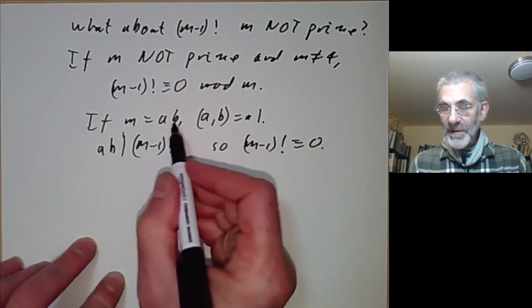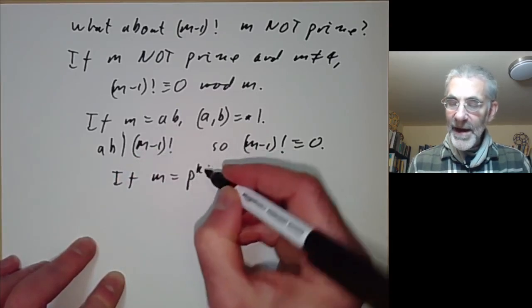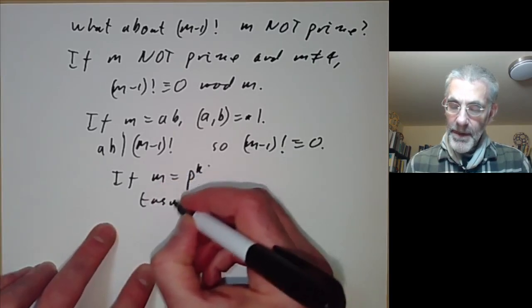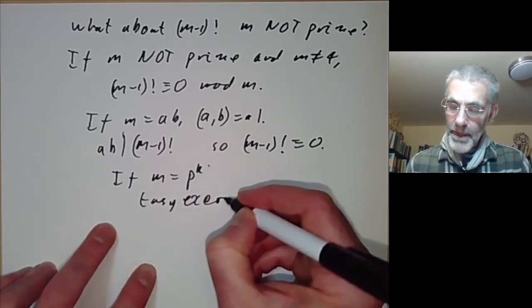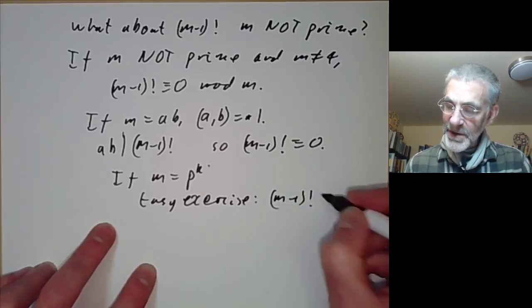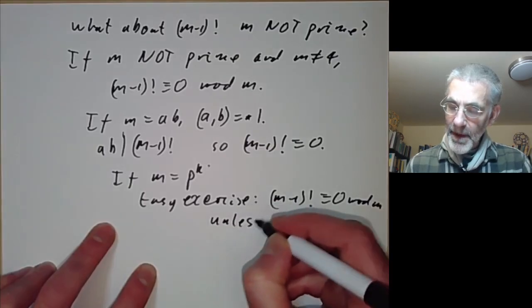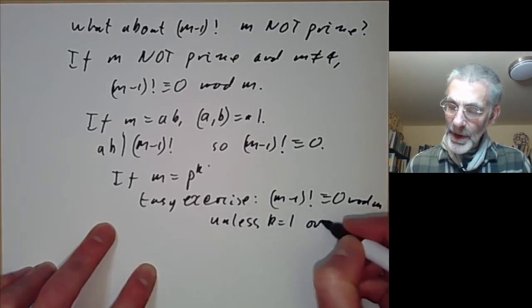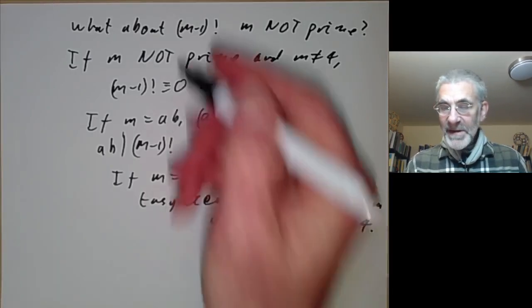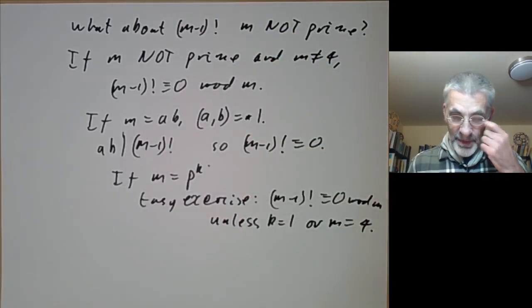If m is not of the form ab, then m must be of the form p to the k, and then it's an easy exercise that (m minus 1) factorial is congruent to 0 mod m unless k equals 1 or m equals 4. So this gives one generalization of Wilson's theorem.